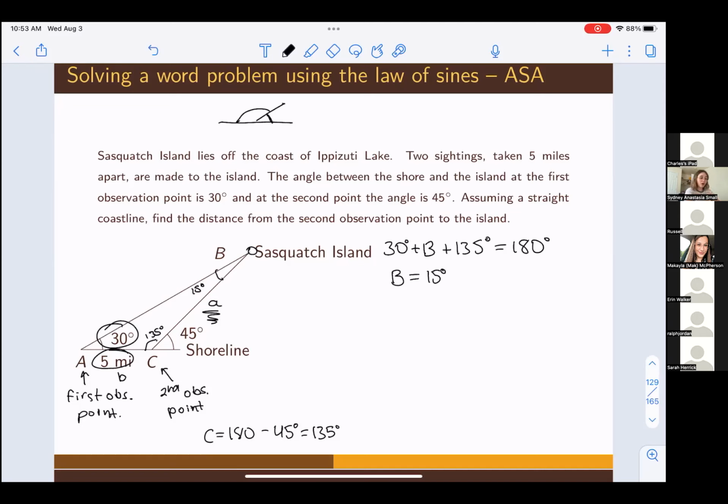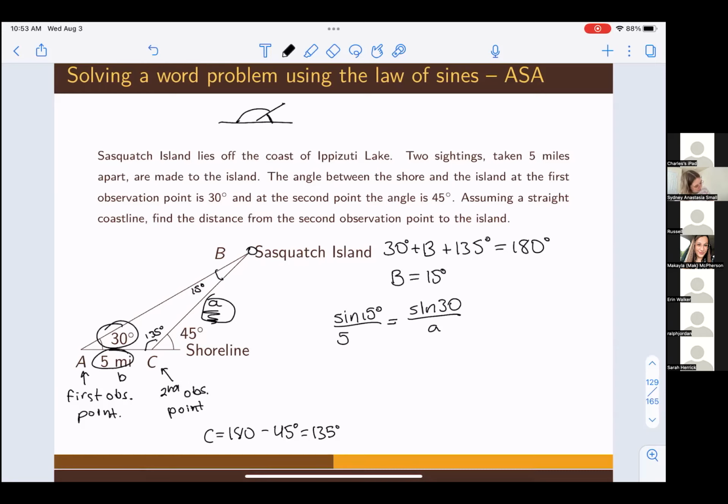So I think we can use the law of sines now because we have an opposing angle side pair. We know that angle B is 15 degrees, and we know that side B is 5. Let's set that up. So we know angle B is 15 degrees. We know side B is 5 miles. Now, what are we trying to solve for? We want side A. So we know angle A, which means we can use the law of sines now to solve for side A. So angle A is 30 degrees, and we don't know side A. Now we can just solve for A.